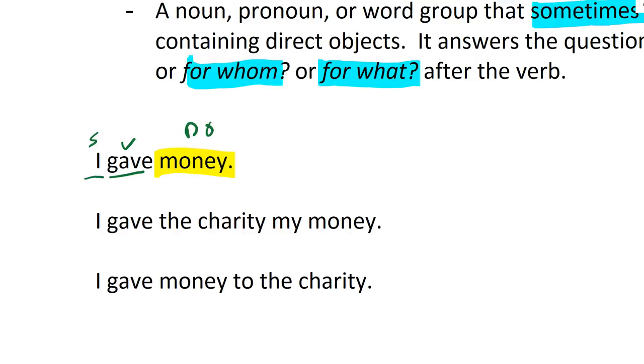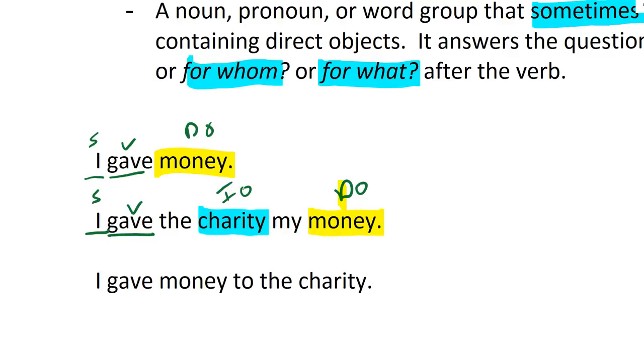Second sentence, I gave the charity my money. Again, one thing at a time. I is your subject. Gave is still your verb. I gave what? Did I give charity? Well, not really. I gave money. So again, money is still your direct object. But now the question is, to whom received the money? In this case, we have the word charity. And charity is acting as your indirect object.